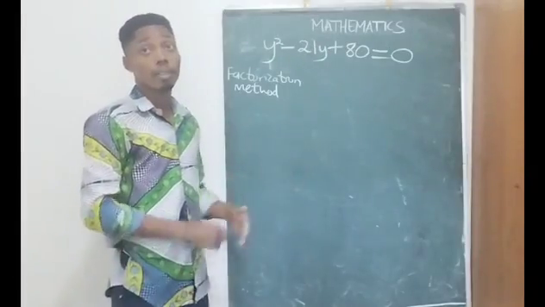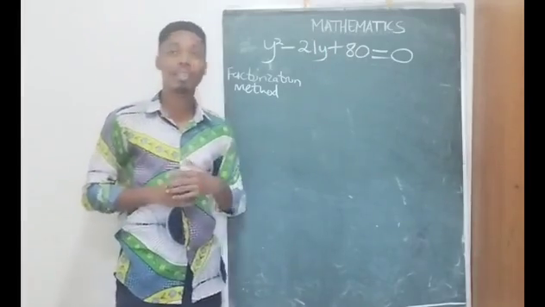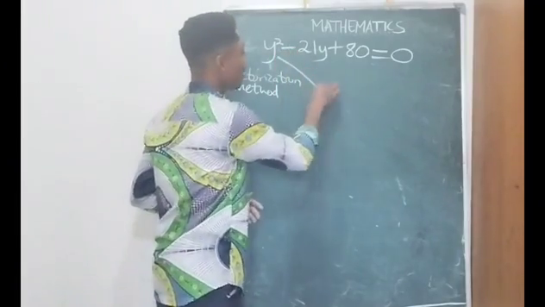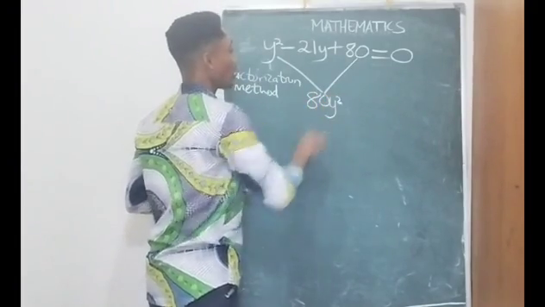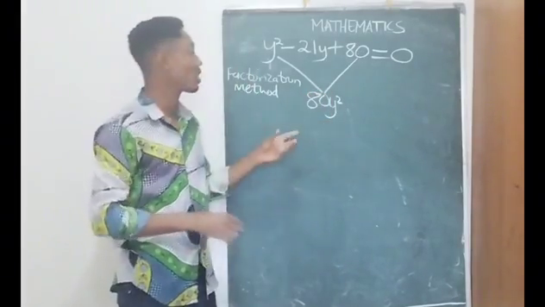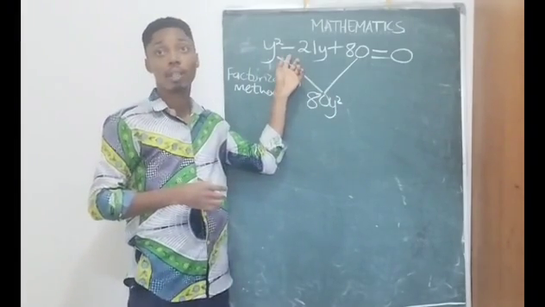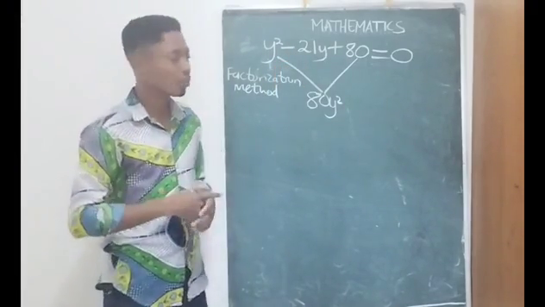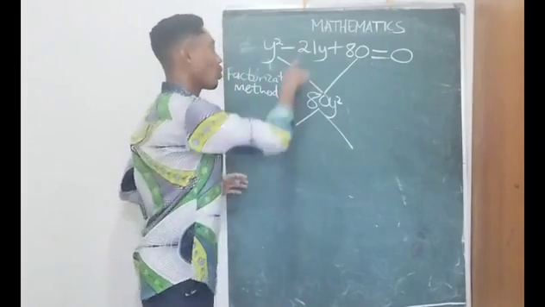All right. So the second question: y squared minus 21y plus 80 equals 0. We'll begin with the factorization method. The first thing we're going to do is multiply the first term and the last term, and that will give you 80y squared. The next thing is to find the factors of 80y squared such that when you add, it's going to give you minus 21y.